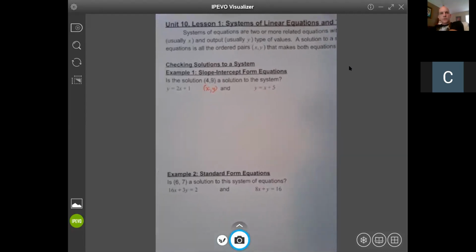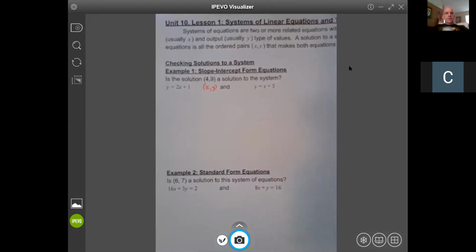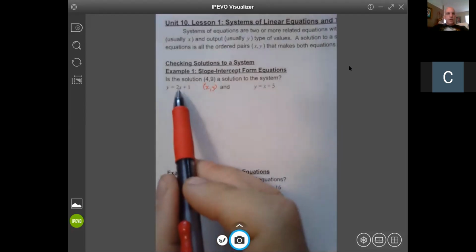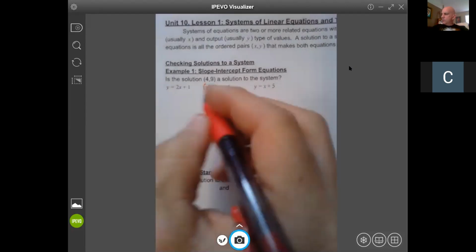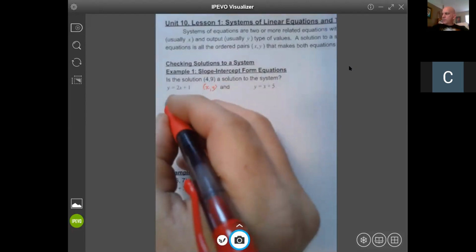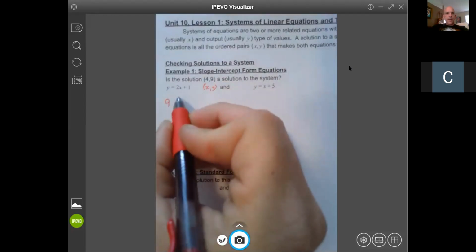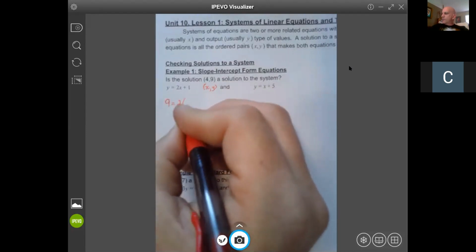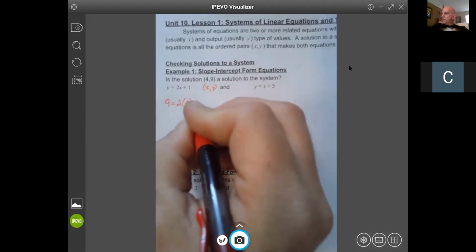All right, scoot this over so we get a little bit. So we're going to simply replace x with 4 and y with 9. I'll start over here and replace y with the 9 from that point, and I will replace the x with the 4 from the point and keep everything else.